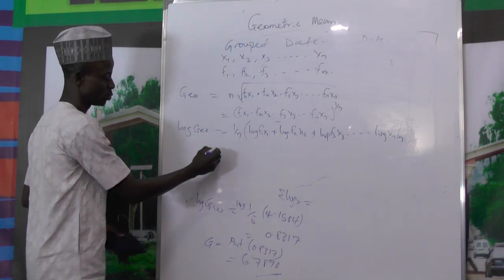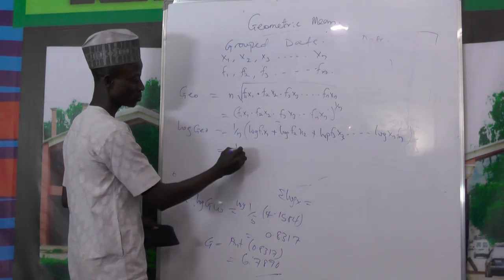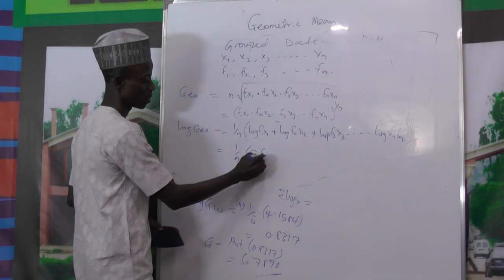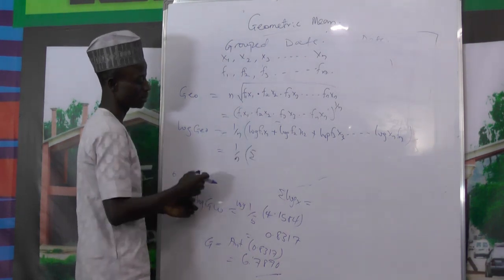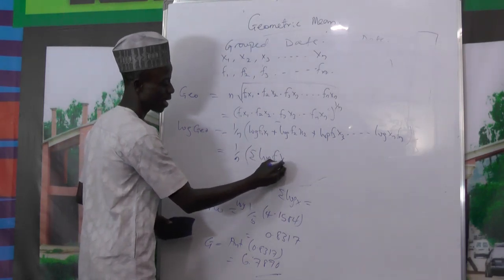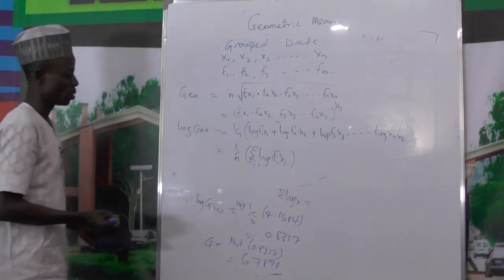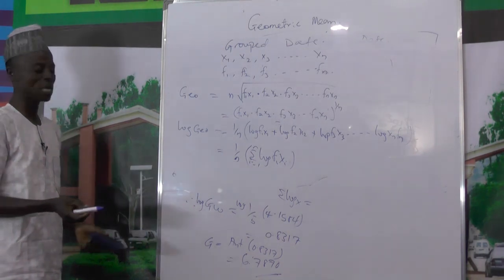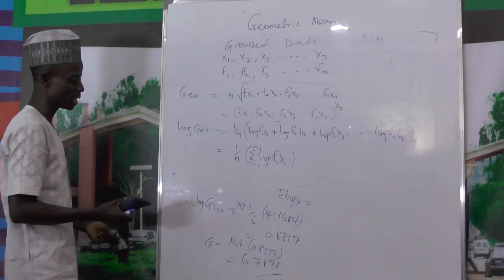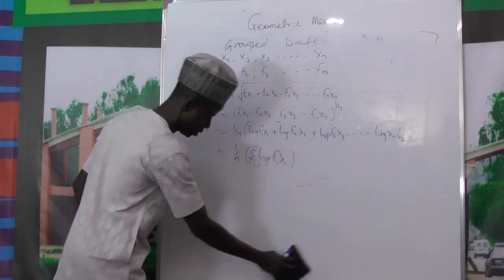So this will be 1 over n, into bracket sum of your f, that is 1 over n, sum of your log of fx, that is fi xi, where your i ranges from 1 to n. So when you get this, you now take the antilog of your results to get your geometric mean. So let's now look at an example on how we can use this with grouped data.